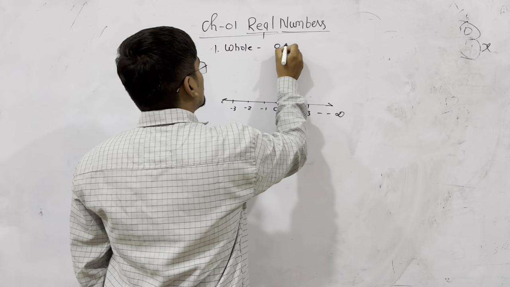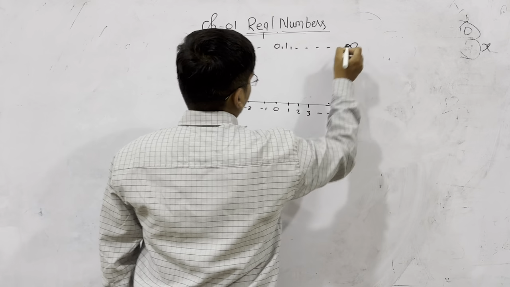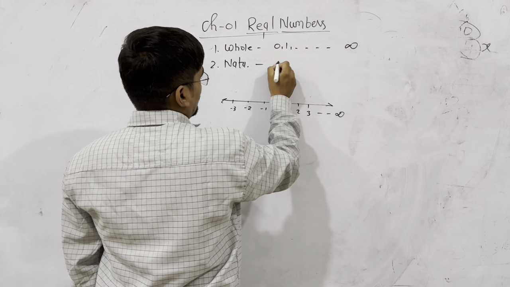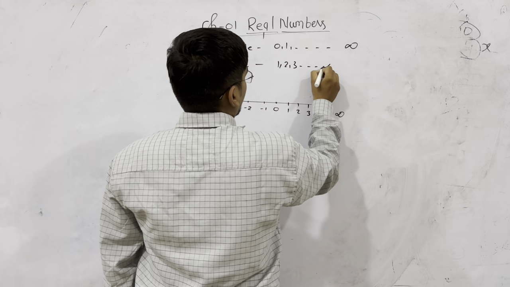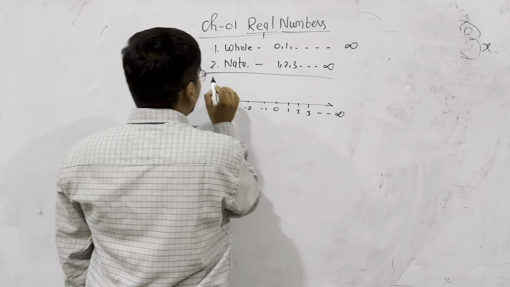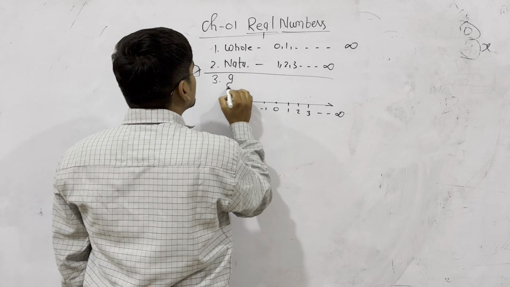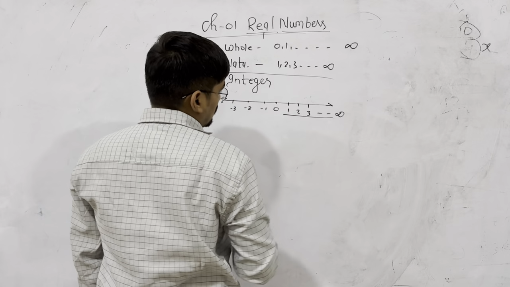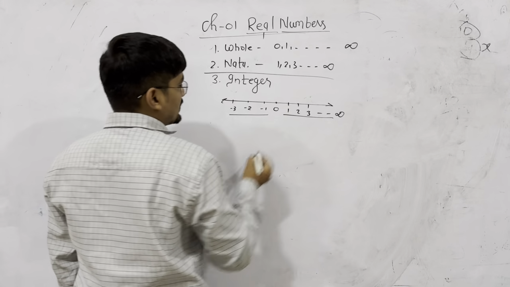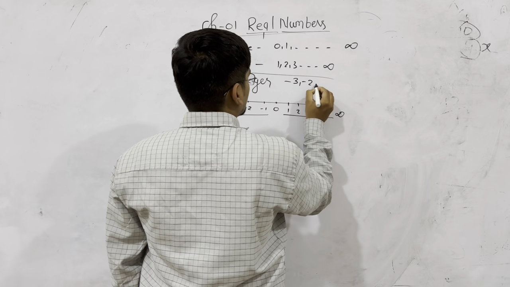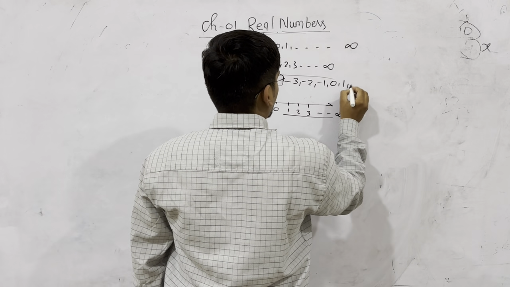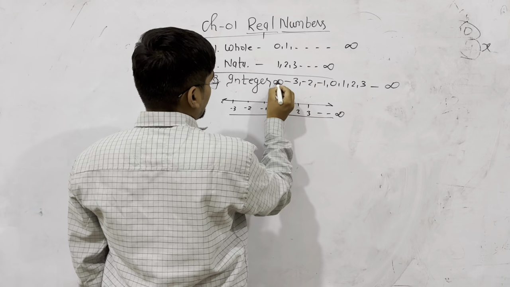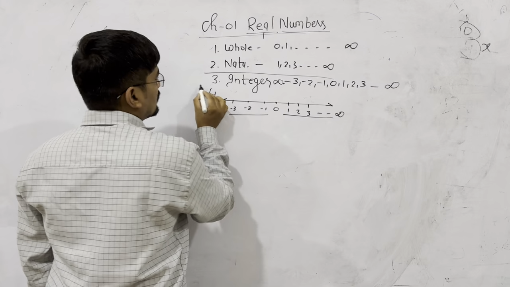Dear students, we have whole numbers. It starts with 0 and goes up to the right hand side up to infinity, and we have the natural numbers from 1, 2, 3 up to infinity. We have integers. On the right hand side we have the positive integers, and on the left hand side we have the negative integers: -3, -2, -1, 0, 1, 2, 3. On both sides it will vary towards infinity.